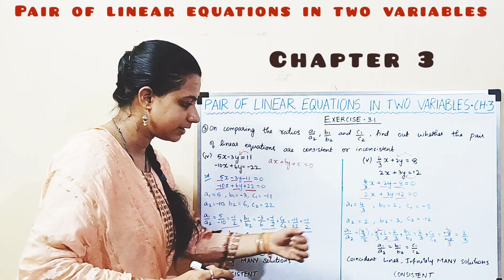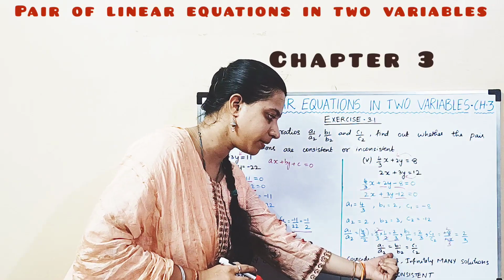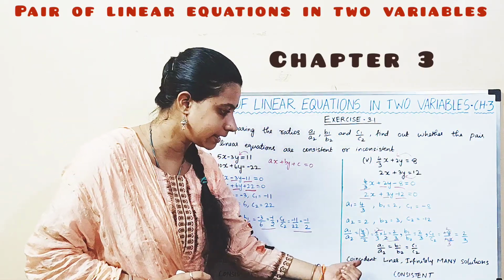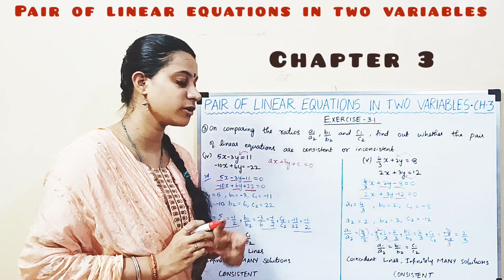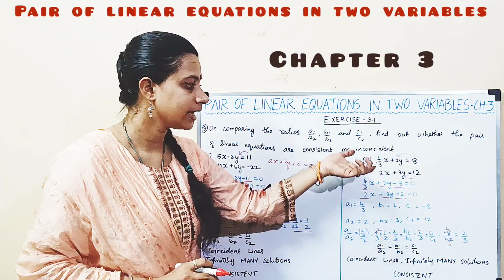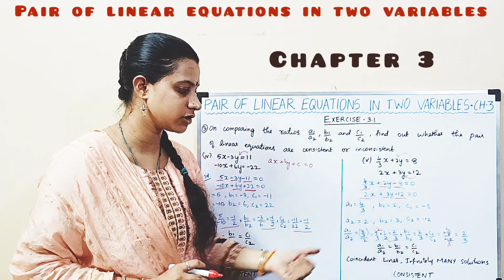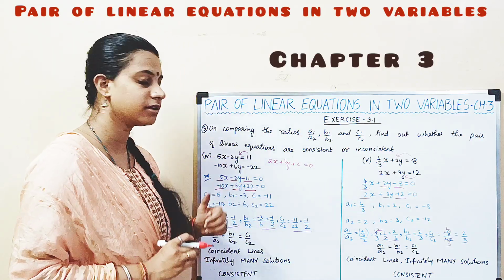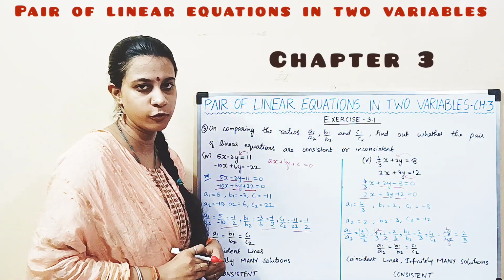Here we can clearly see that a1 by a2 is equal to b1 by b2 is equal to c1 by c2. So these two lines are coincident and this pair of linear equations has infinitely many solutions. If this is the case, then the pair of linear equations is consistent. Okay. With this subdivision, we are completing the third question. Now let us move on to the fourth question.